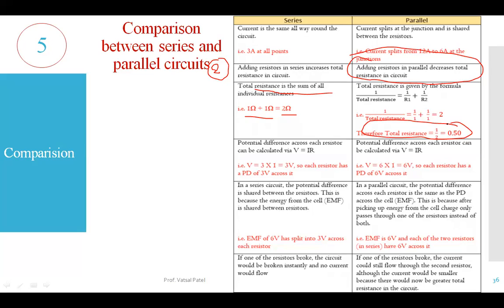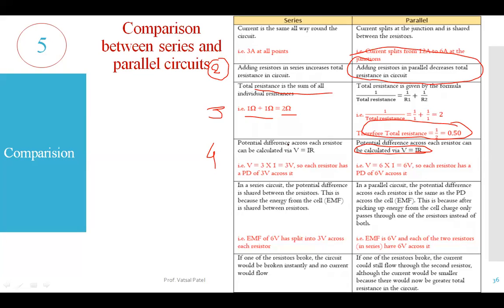Now, the fourth point. You can calculate the potential difference across each resistance using V equals IR, right? And the potential difference across each resistance can also be found this way. That means this is the same process you have seen in the series and parallel circuits.